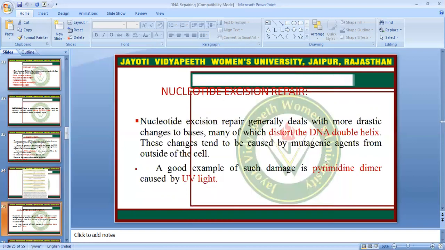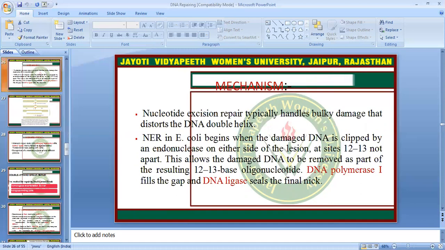Nucleotide excision repair generally deals with more drastic changes to the base, many of which distort the DNA double helix. These changes tend to be caused by mutagenic agents from outside of the cell. A good example of such damage is the pyrimidine dimer caused by UV light. Mechanism: nucleotide excision repair typically handles bulky damage that distorts the DNA double helix.